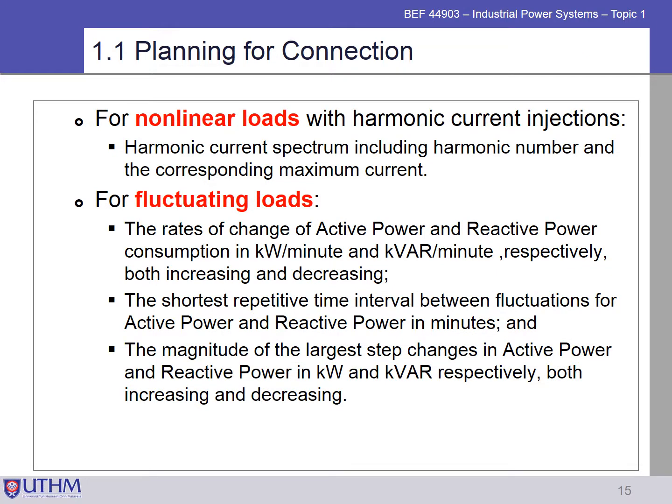Next, planning for connection of non-linear loads with harmonic current injection. We have to take into consideration the harmonic current spectrum, including the harmonic number and corresponding maximum current. And for fluctuating loads, we have to take into consideration the rates of change of active power and reactive power, the shortest repetitive time interval between fluctuations, and also the magnitude of the largest step change in active power and reactive power.